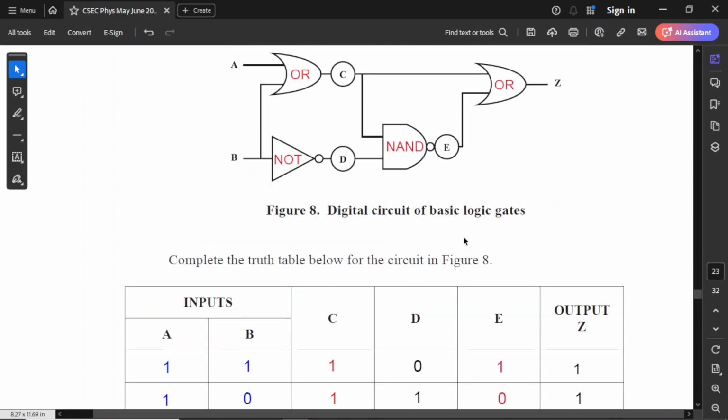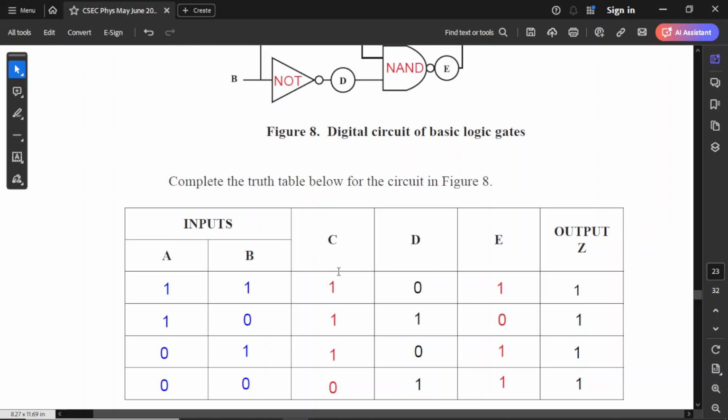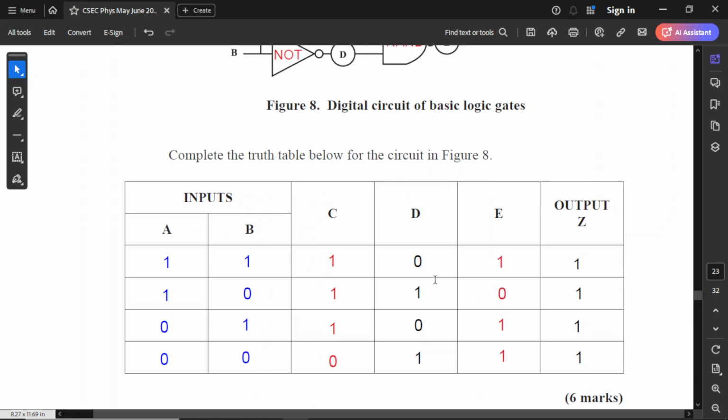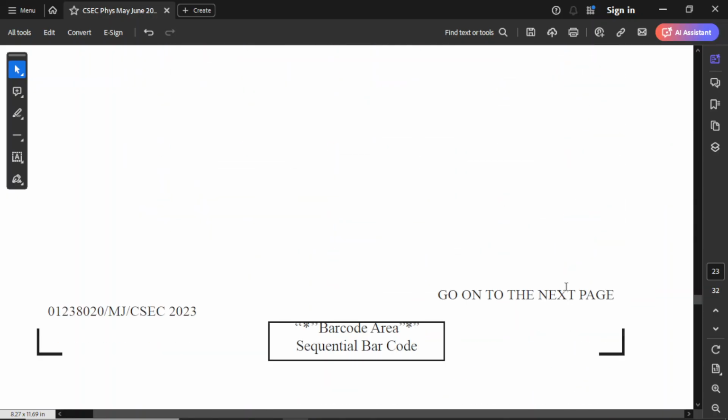All right, and so let's look at the Z. Z is affected by C and E. So you have to look at C and E, and this is an OR gate. So it could be on when either or either. And the good thing about C and E right here is that at least one of them is always on. So therefore, Z is going to be on all the time. All of that will be 1 going down. That's 6 marks right there.